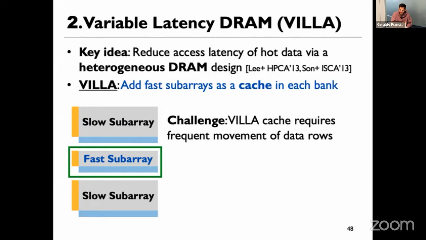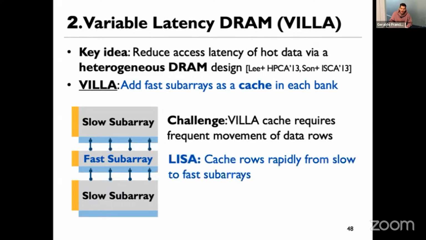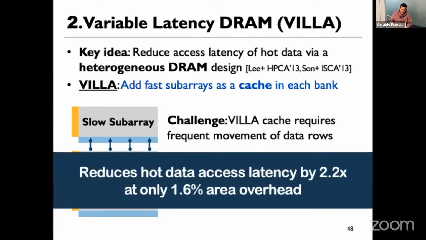If the data becomes colder over time, we need to move that row from the fast subarray to the slow subarray. We can improve this technique by using LISA, by caching rows rapidly and moving them using the isolation transistor between the fast and slow subarrays as needed. By doing that, we can reduce latency of hot data by 2.2 times with only 1.6% area overhead.